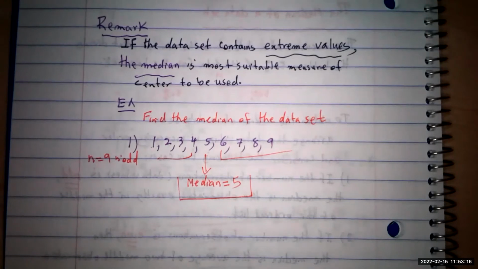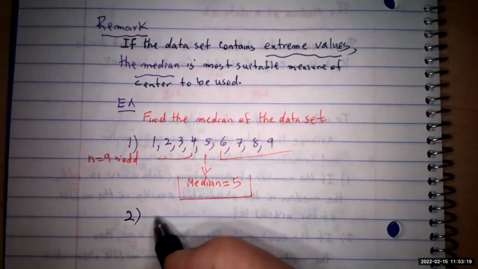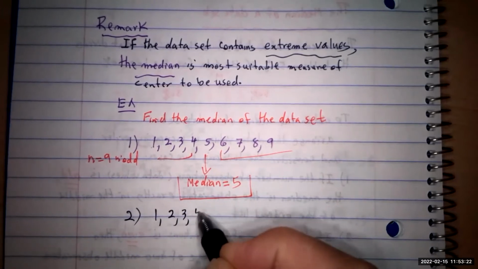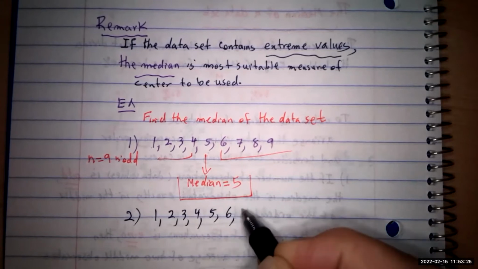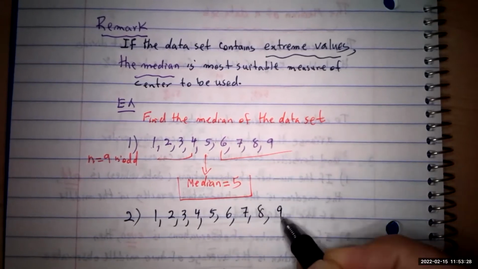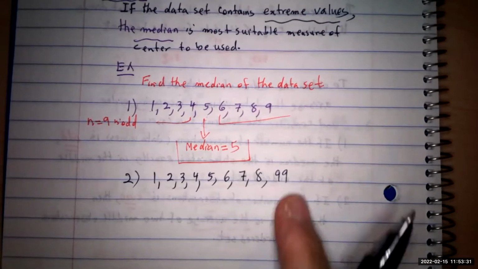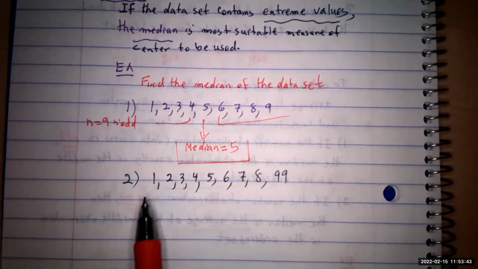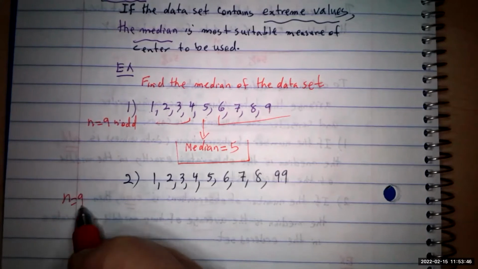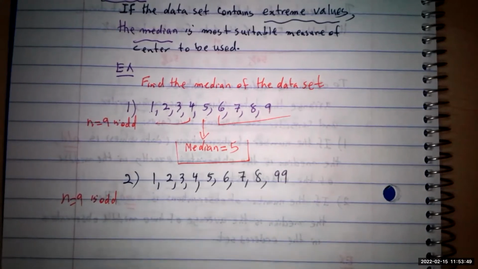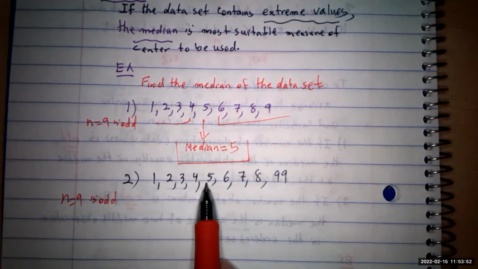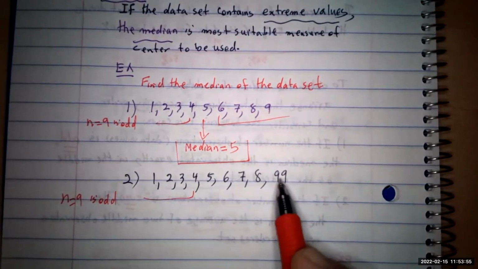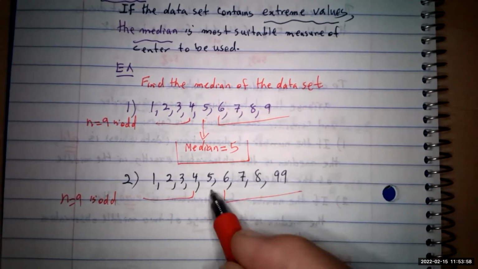Okay, but if you have that extreme number, let's see if it's going to be 1, 2, 3, 4, 5, 6, 7, 8, and suddenly 99. You see, I have one extreme number here. Remember, we find the mean. Mean for the first one was 5, the second one was 15. So in this case the median is not going to be changing. n equals 9 again, 9 is odd. That's going to be 1, 2, 3, 4, 5. You see, the median is going to be again 5.